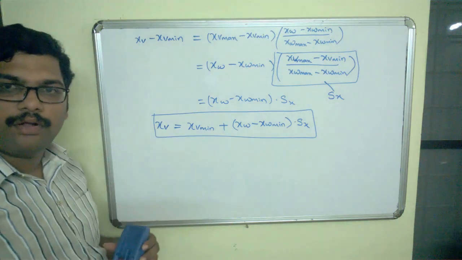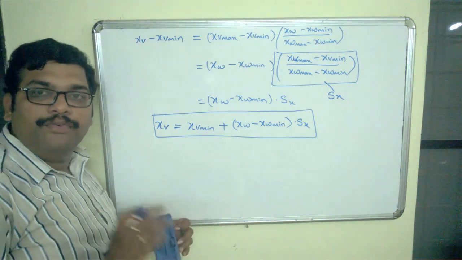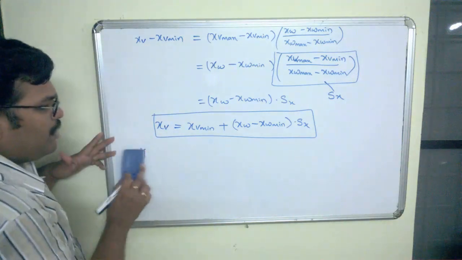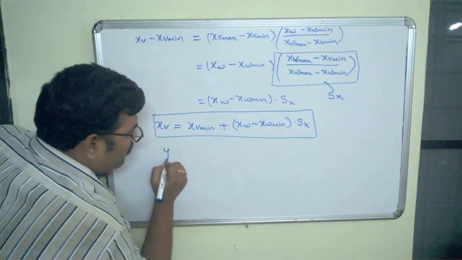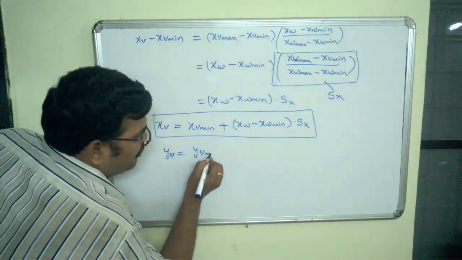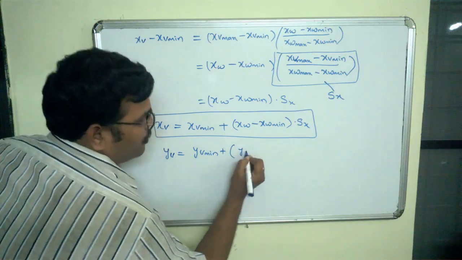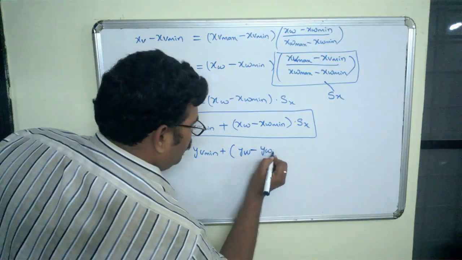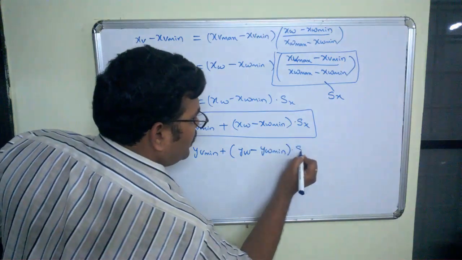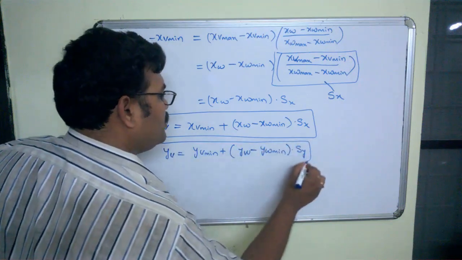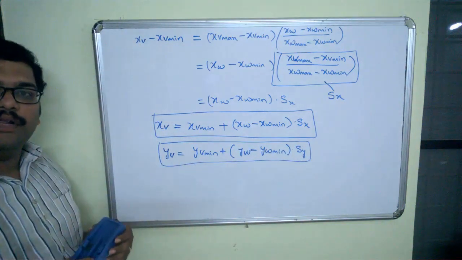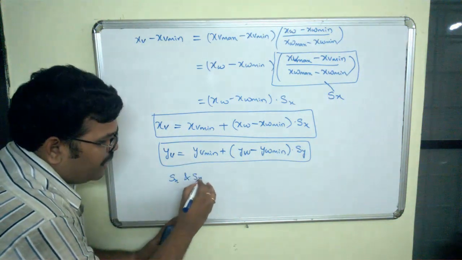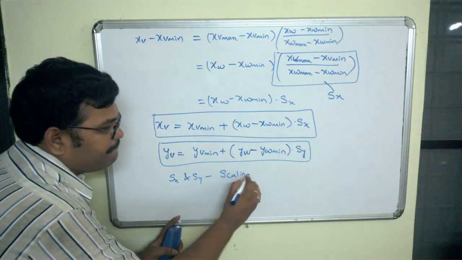Similarly, derive the formula for finding the viewport y coordinate. Apply the same procedure so that you can get the formula yv is equal to yv minimum plus yw minus yw minimum into Sy. So this is the formula for finding the viewport y coordinate. Here Sx and Sy are scaling factors.